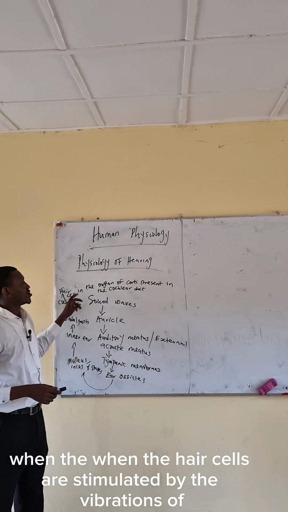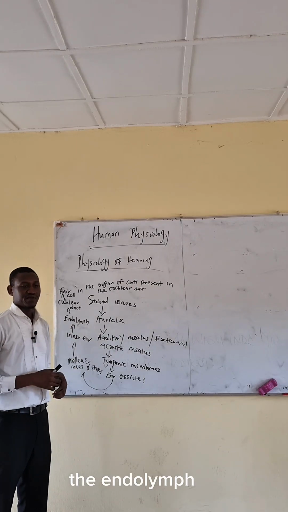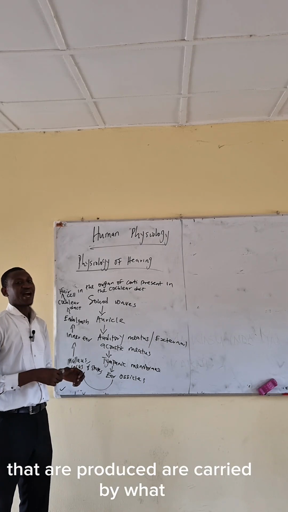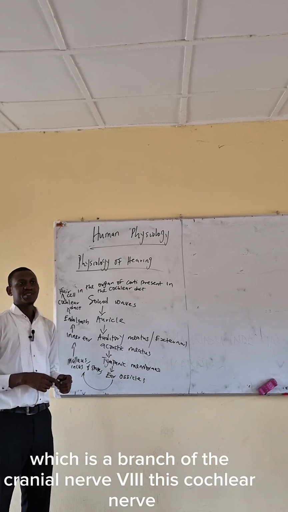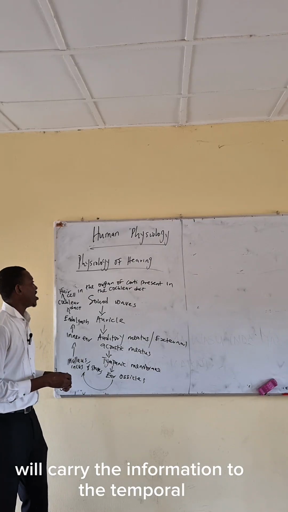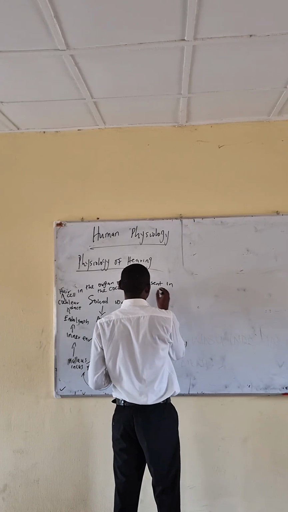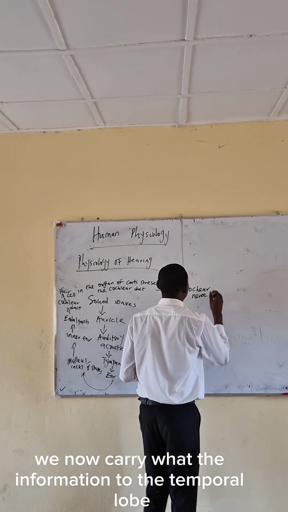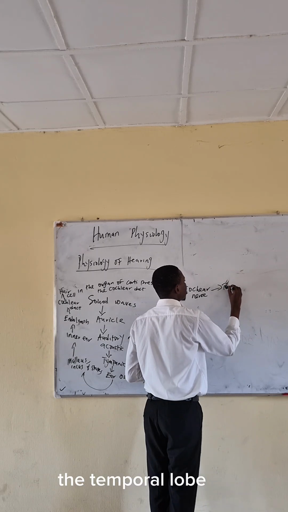When the hair cells are stimulated by the vibrations of the endolymph, nerve impulses are produced, and these nerve impulses are carried by what? The cochlear nerve, which is a branch of the cranial nerve 8. This cochlear nerve will carry the information to the temporal lobe of the brain.